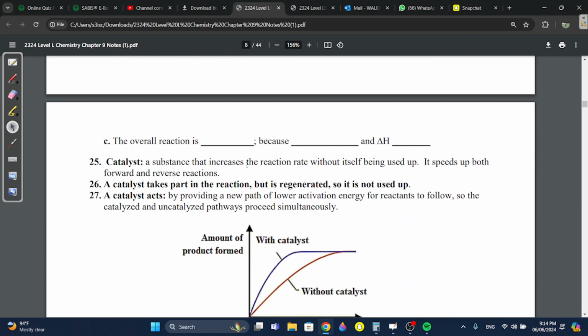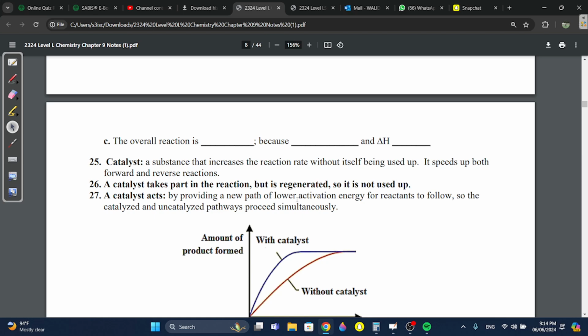What is a catalyst? We said it's a substance that increases the reaction rate without being used up. It speeds up both the forward and the reverse reactions. You have to know a catalyst takes part in the reaction, but it's regenerated, so it's not used up. A catalyst acts how? It provides a new path that has lower activation energy for reactants to follow, so the catalyzed and uncatalyzed pathways proceed simultaneously.